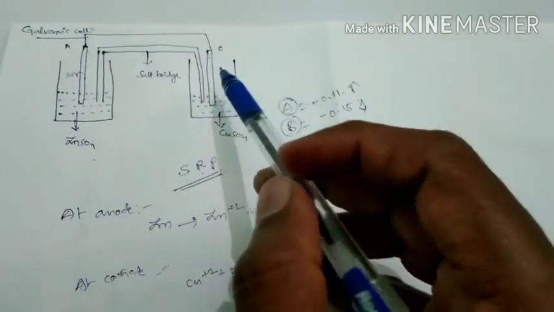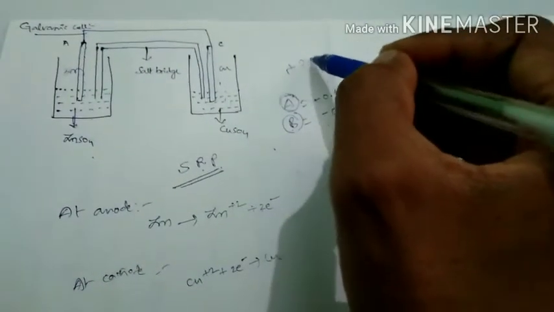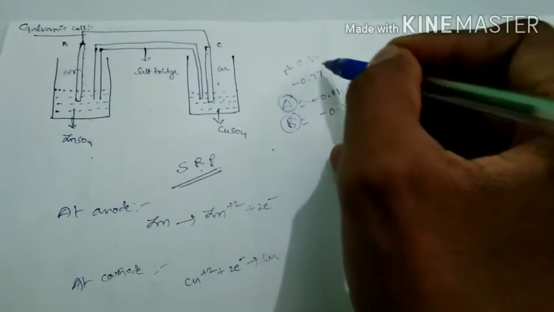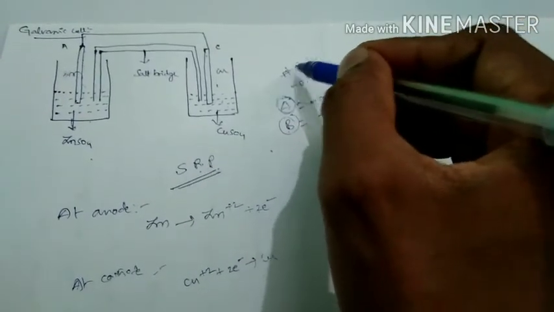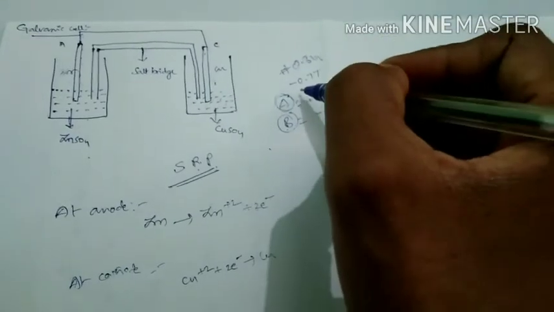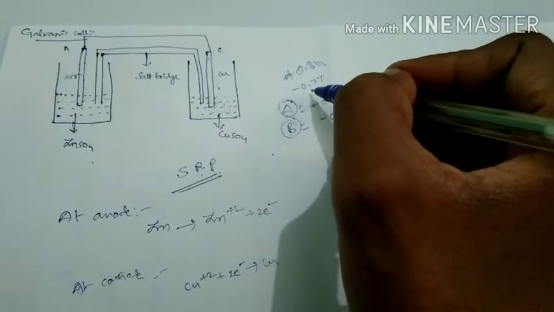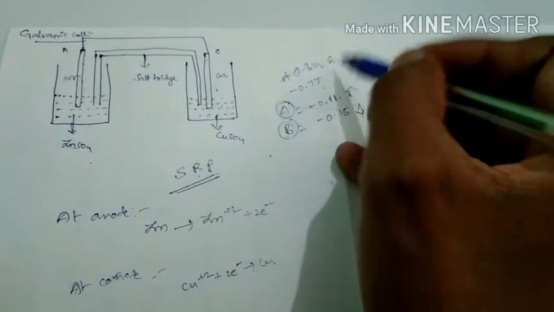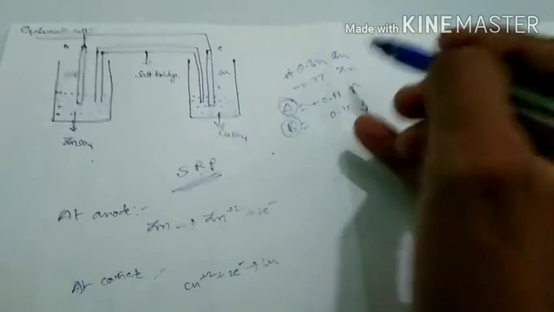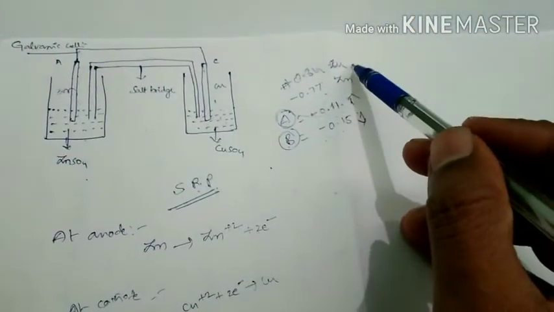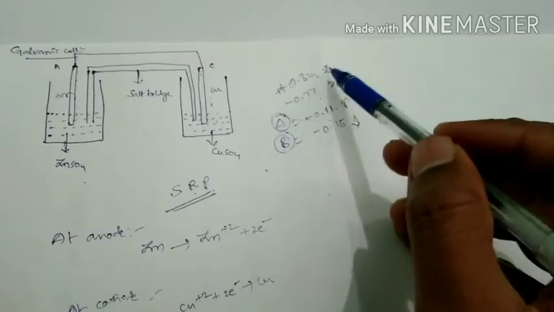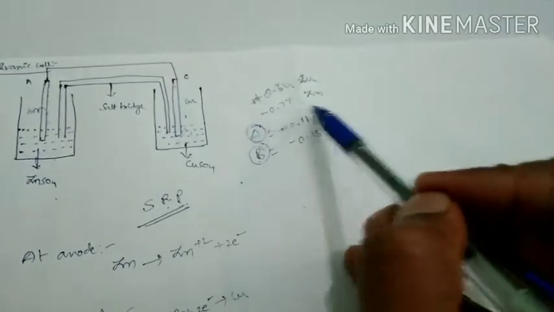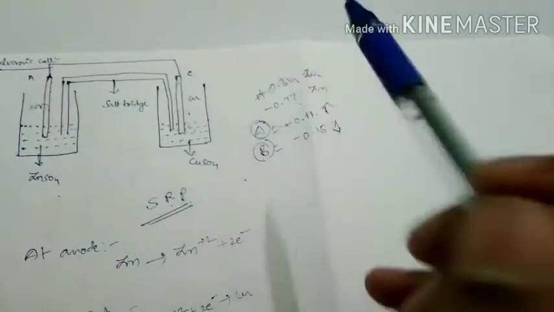Like that, copper has plus 0.34 and zinc has minus 0.77 SRP value. The SRP of copper is plus 0.34 and the SRP of zinc is minus 0.77. So compared to zinc, copper has the more SRP. So the copper rod should be connected as cathode and the zinc rod should be connected as anode. So that is the reason.